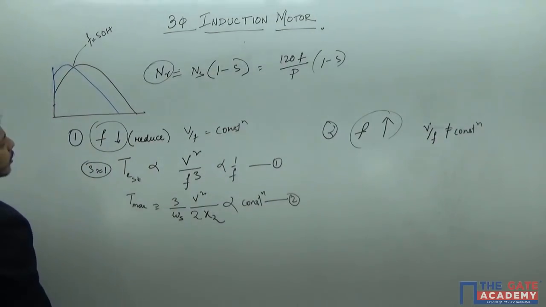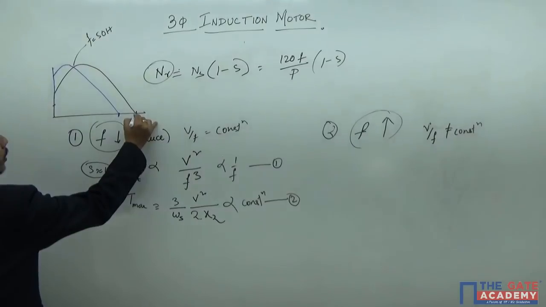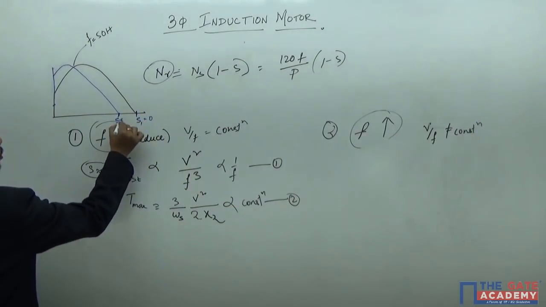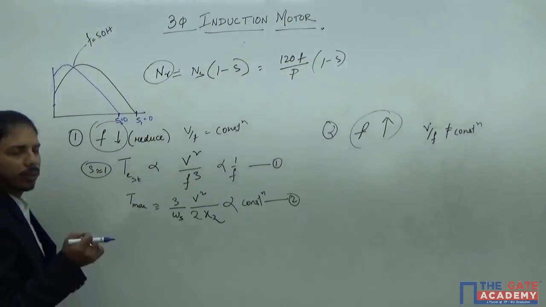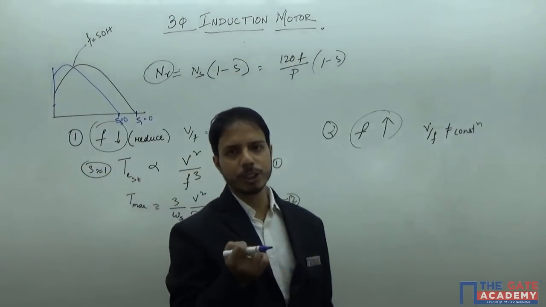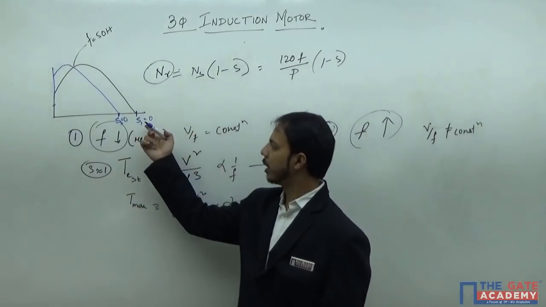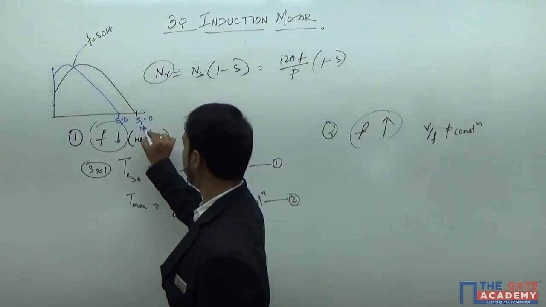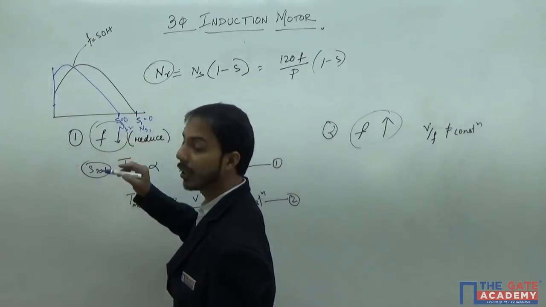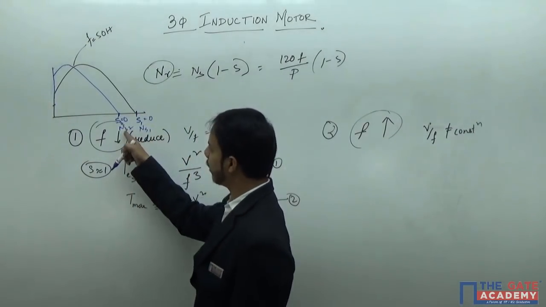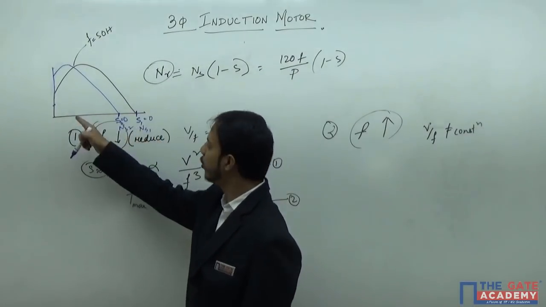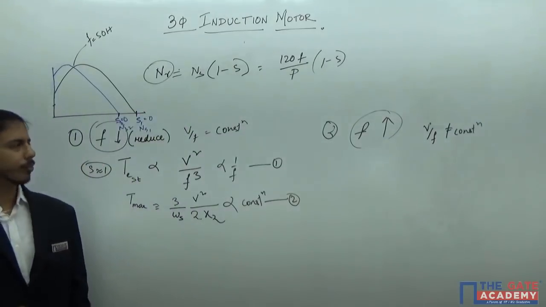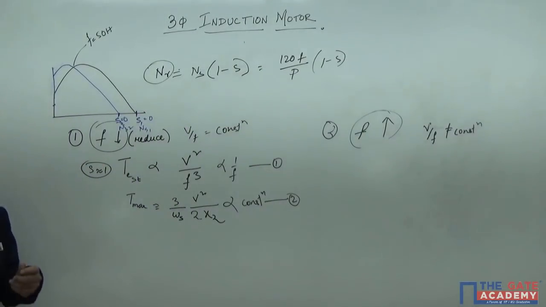It will be something like this. Now you see, this is for first one, S1 is equal to 0, this is S2. Since my frequency has reduced, this is NS1, this is NS2. NS2 will be less than NS1. So that is why it will end there. Okay? So this is going to be the situation.